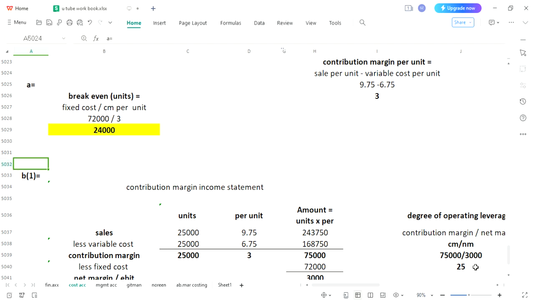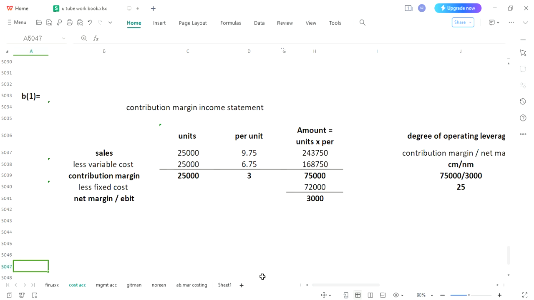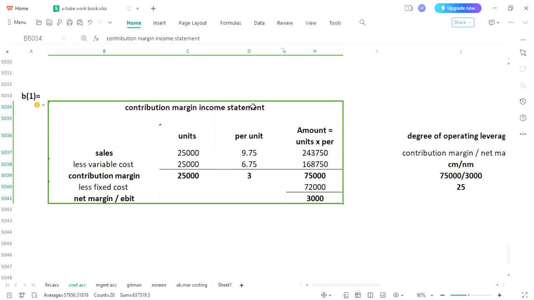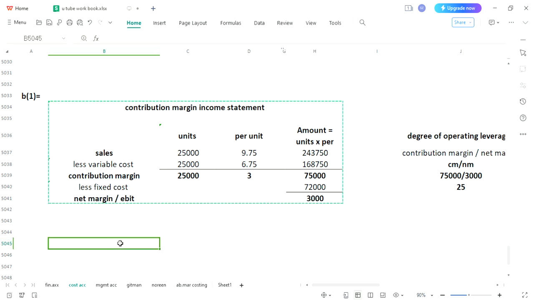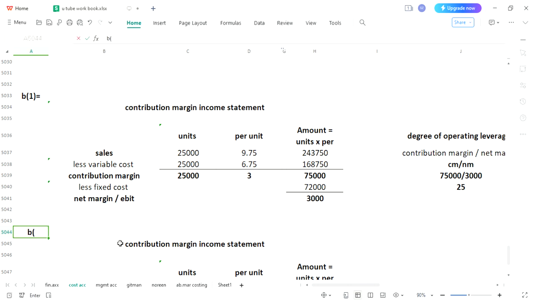This was for 25,000 units and we need to calculate the same for 30,000 as well. For that we will save our time, and on Excel there is a little ease. I will use the same headings present over here for the calculation of the second part of B. Here we will be doing B2.